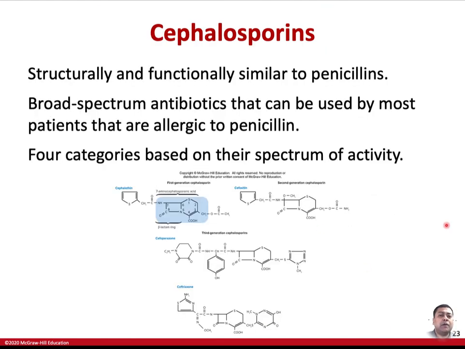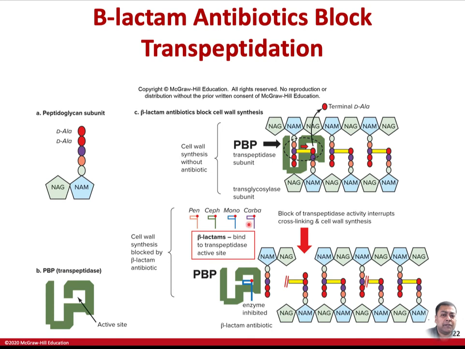So the next one we are looking at is the cephalosporin. These are structurally and functionally very similar. These are broad spectrum antibiotics and can be used by most patients that are allergic to penicillin. There are 4 spectra of this activity, and we call them first, second, third, and fourth generation. Cephalosporin has been in the market for a while, but there are 2 others that we talked about in the previous slide, which are the monobactam and the carbapenem.